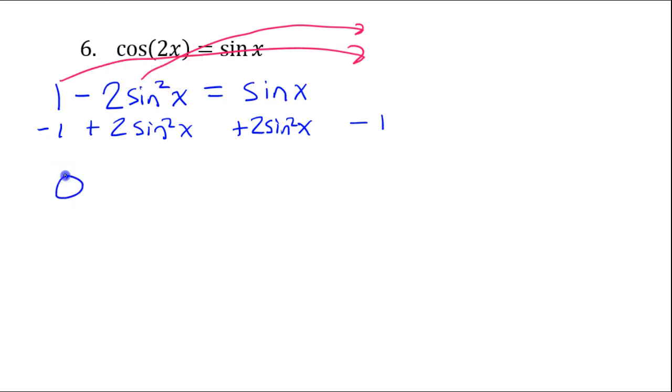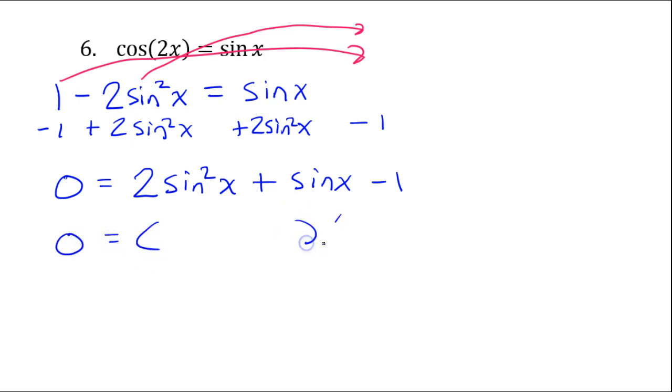That's going to leave me with 0 over here. Now I'm going to put these in descending exponential order. So I'm going to put the 2 sine squared x first, because that's squared. And then I'm going to put plus sine x second. And then the constant will be last, so I'll put that minus 1 on the end. I'm hoping this is factorable, so let's give that a shot. I'm betting that it's factorable.